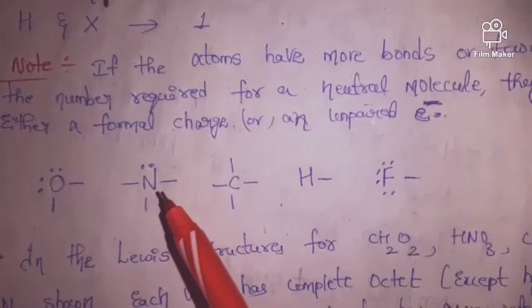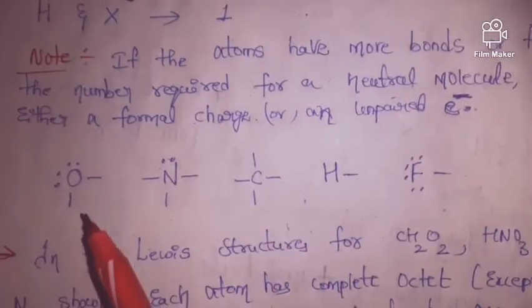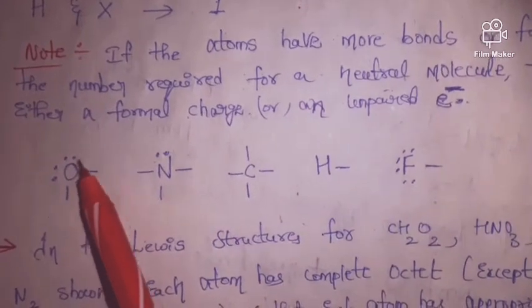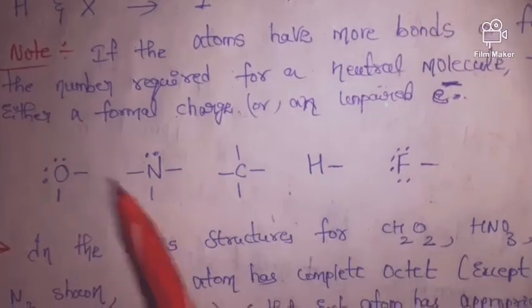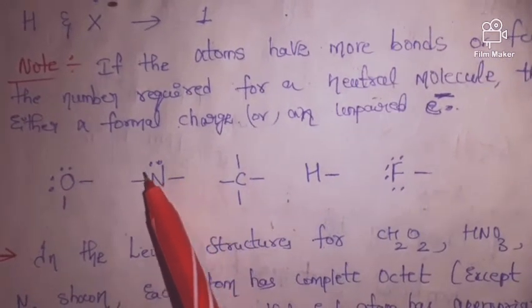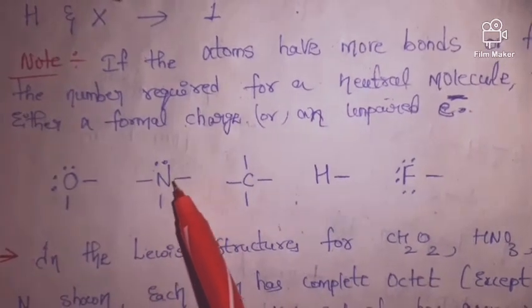Yes, sorry, here the group number of oxygen is 6, no? So here 6 electrons should be present: 1 2 3 4 5 6. Okay, and we know nitrogen belongs to the fifth group, so 1 2 3 4 5.